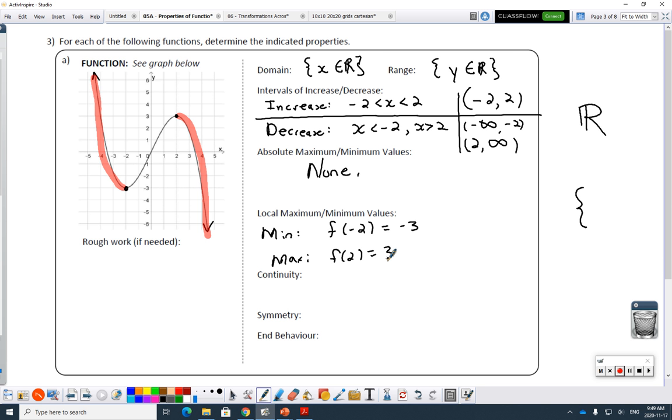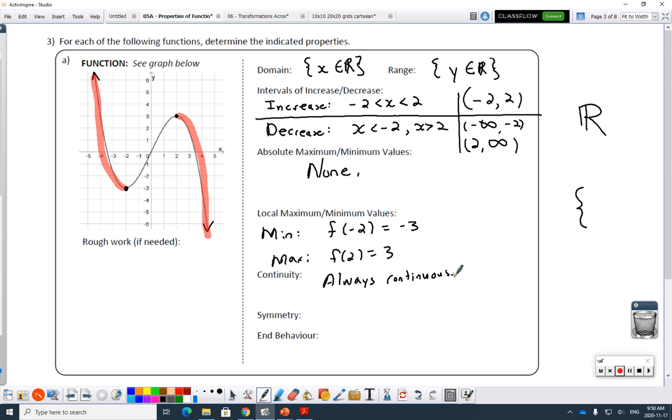Continuity, always continuous. There's no breaks in this graph. Symmetry. Okay, well, let's just wait a second here, because that I taught fairly deeply yesterday. I'm hoping that's all pretty straightforward, but the symmetry might be a problem.